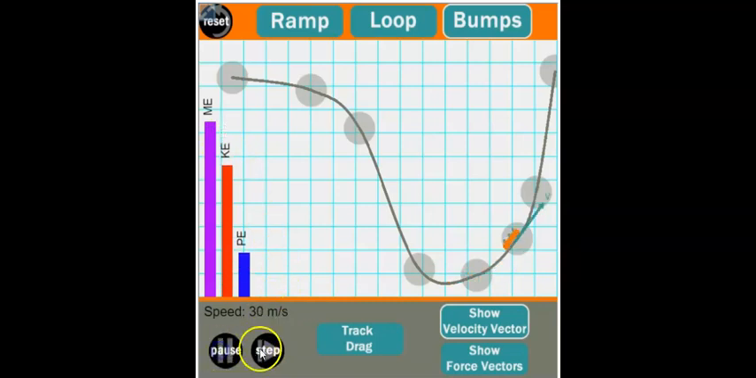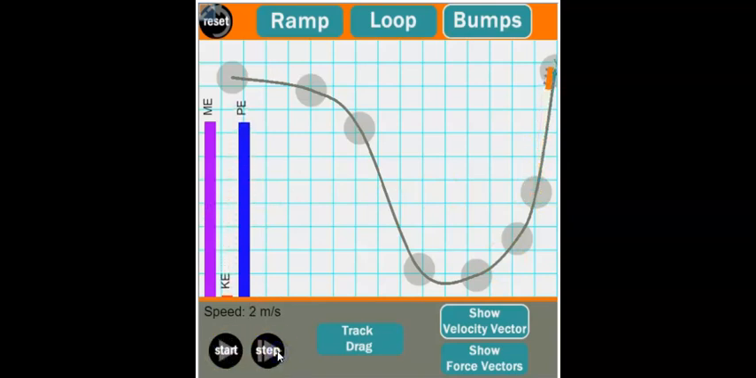And if I continue, there was the halfway point again. And then finally, as it gets to the top, 0 KE and PE is maximum. Let's reverse the process and watch it again. There's your halfway point. There's halfway point going up. And finally, the car reaches the top.